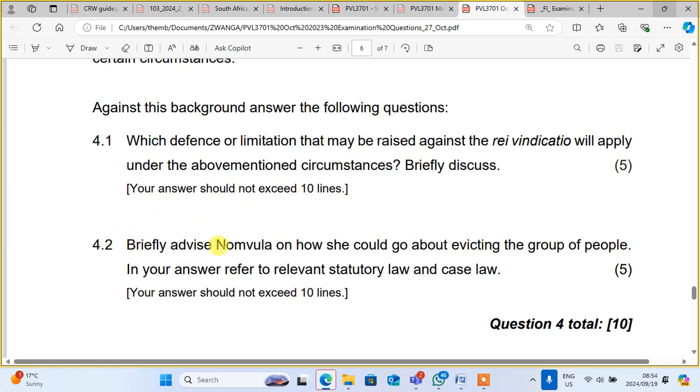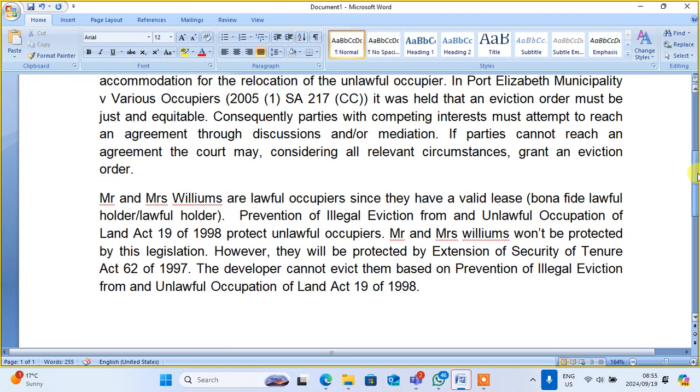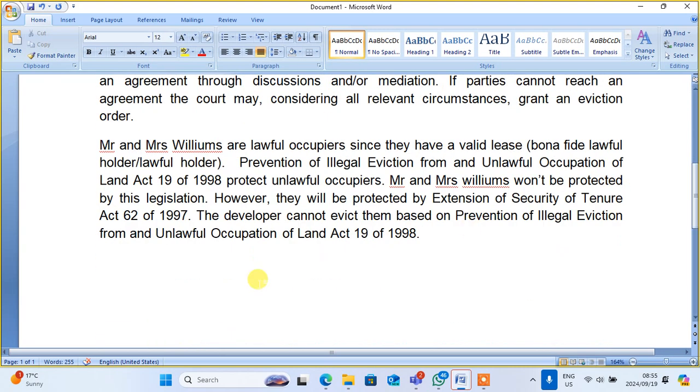Briefly advise Nomvula on how she could go about evicting the group of people. In your answer, refer to relevant statutory law and case law. Right, this is 4.2. We answered another question from another question paper. Remember, we have answered two question papers now, and we are going to the third question paper, which is the same. We have answered questions from different question papers, but still the same. Now we are coming to the third question about Nomvula.